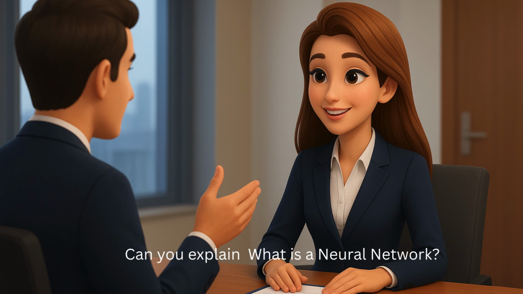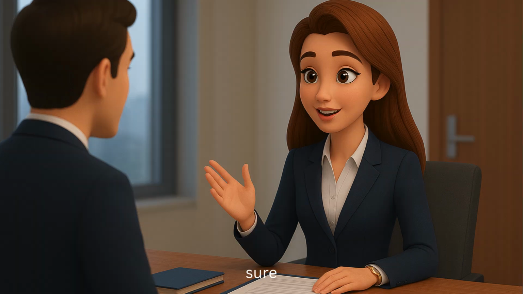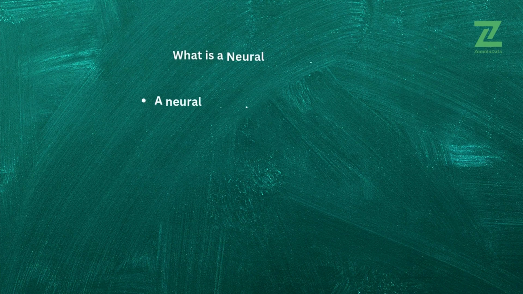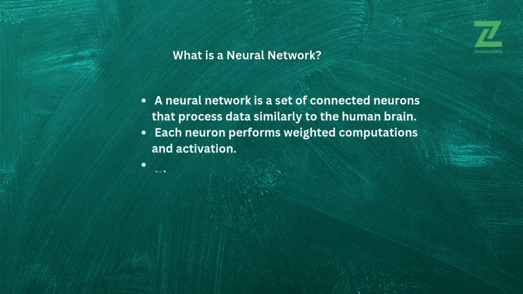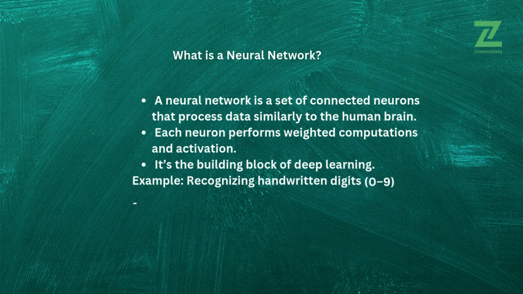What is a neural network? Sure. A neural network is a set of connected neurons that process data similarly to the human brain. Each neuron performs weighted computations and activation. It's the building block of deep learning. Example: recognizing handwritten digits, 0 to 9, from image pixels in the MNIST dataset.